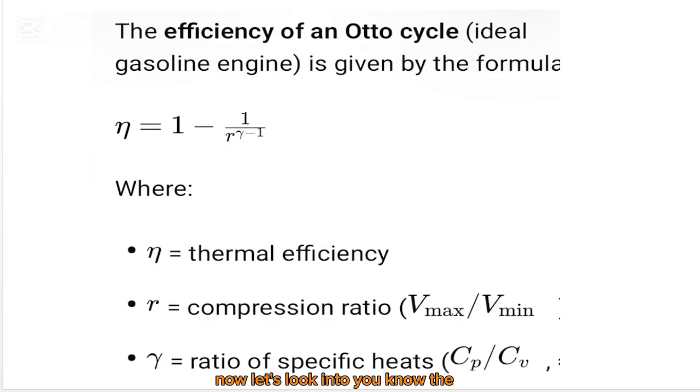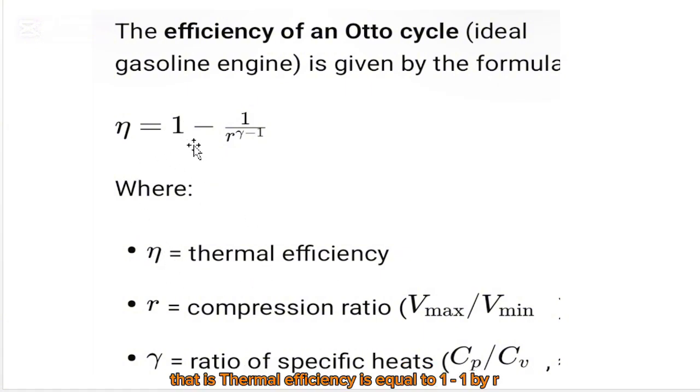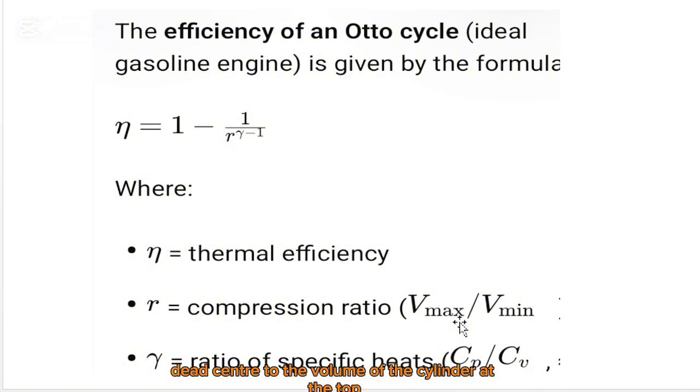Now let's look into how to calculate the efficiency of the Otto cycle. The efficiency of the Otto cycle is given by eta, that is thermal efficiency, equal to 1 minus 1 by R raised to gamma minus 1. So eta is nothing but thermal efficiency. This R is the compression ratio, which I have mentioned already, that is V max by V minimum, that is simply the volume of the cylinder at the bottom dead center to the volume of the cylinder at the top dead center, right? So we can find out the compression ratio.